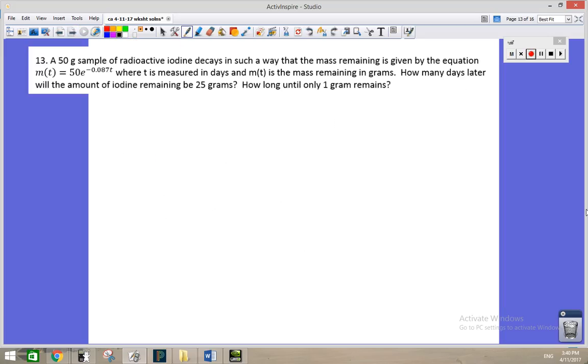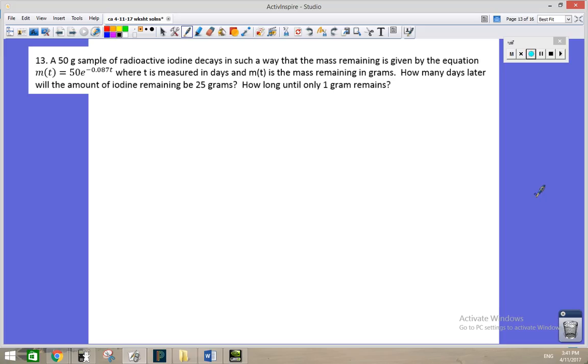Here we have a word problem. Now just because it's a word problem, don't jump in there and have math anxiety. You can do it because basically what we want to do is try to make this word problem look like one of the previous problems. So a 50-gram sample of radioactive iodine decays in such a way that the mass remaining is given by the equation m as a function of t is equal to 50 times e raised to the negative 0.087 times t, where t is measured in days, and m of t, this function notation, is the mass remaining in grams.